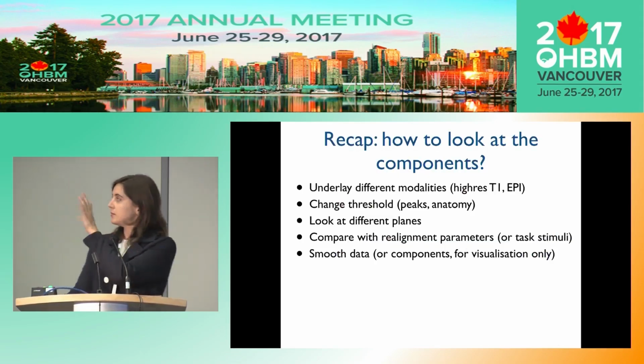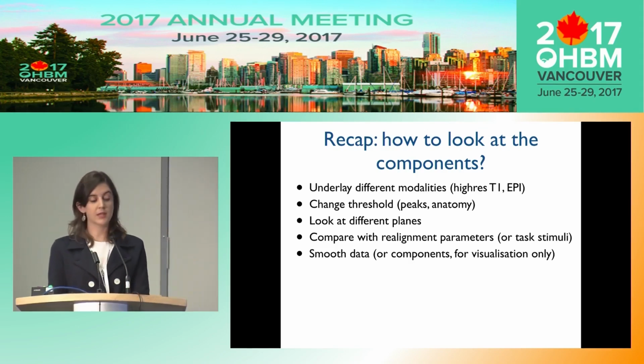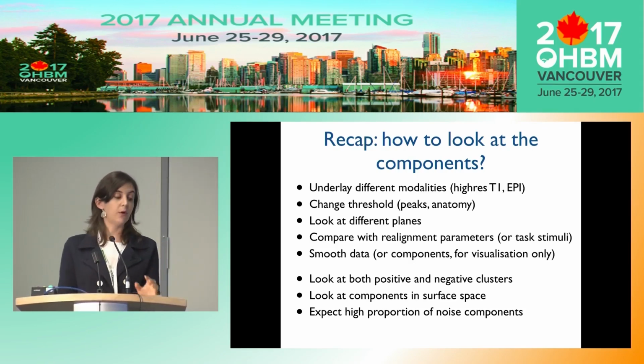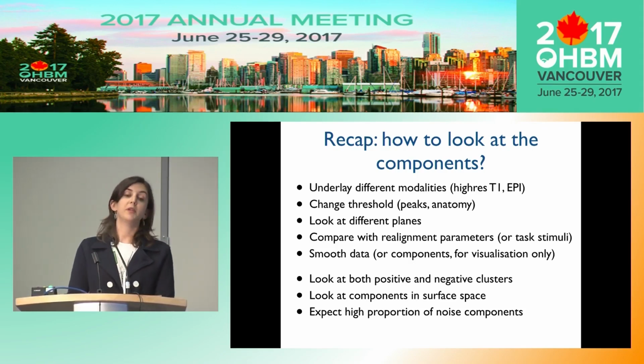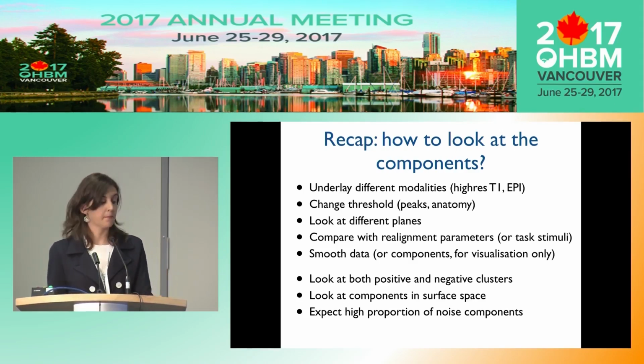OK, so these are some of the tips that I've shown you while presenting the examples. What I didn't really say, for lack of time, is to look at both positive and negative clusters, because most ICA algorithms will try to maximize positive values, but not always. And because ICA is a linear process, the sign flip doesn't really matter. So if you have a nice default mode network with all negative values, it's fine. You keep it in the data.